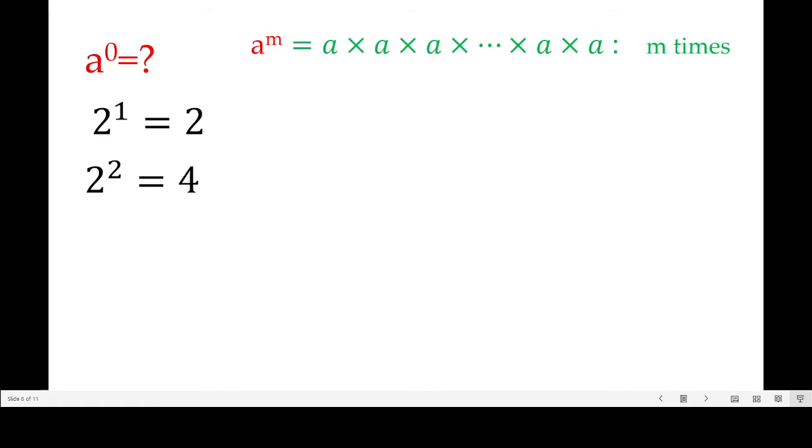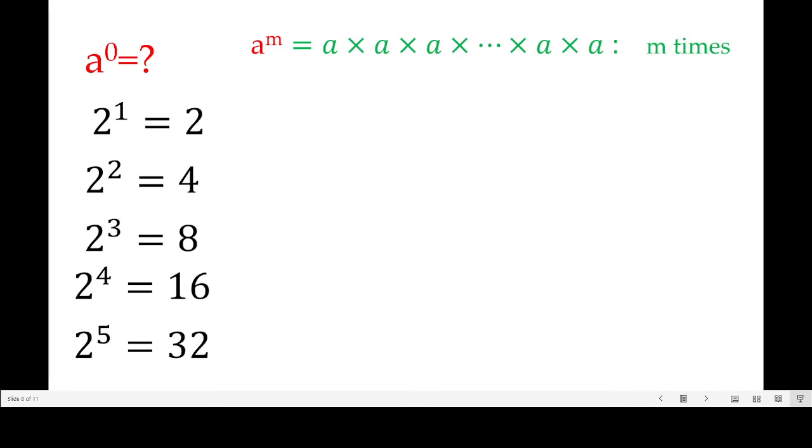2 to the power 2, 4. 2 cubed, yes, 8. 2 to the power 4, 16. 2 to the power 5, 32.